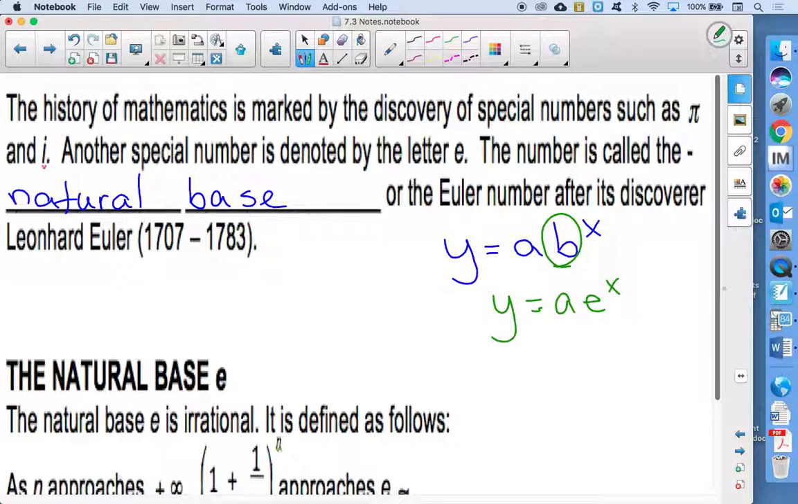A guy that found this, his name was Euler. He did a bunch of different things in math, but he lived from about 1707 to, it says 1783, and back then, that's pretty much when a lot of stuff in math was created.